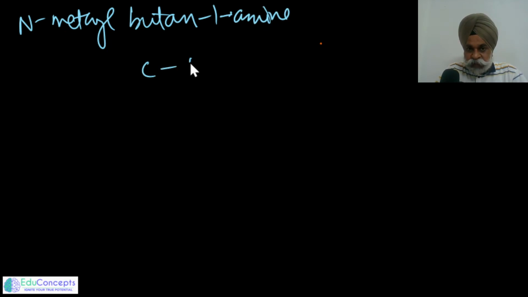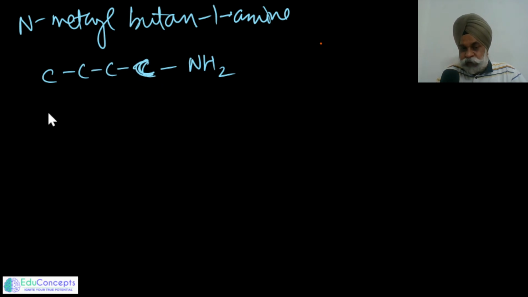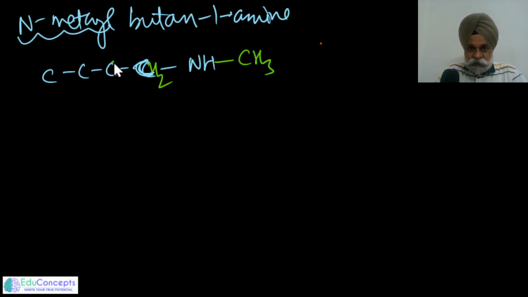Amine means NH2, and butane means 4 carbon atoms. So you have to draw the 4 carbon atoms like this. Is it okay? These are the 4 carbon atoms I just drew, but they are saying N-methyl. So one of the hydrogens of the amine is substituted with methyl. This is the compound they are asking for.